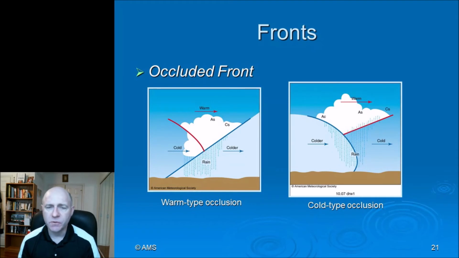The cold type occlusion on the right, which is the one we think of the most, is when you've got a cold front catching up to a warm front.